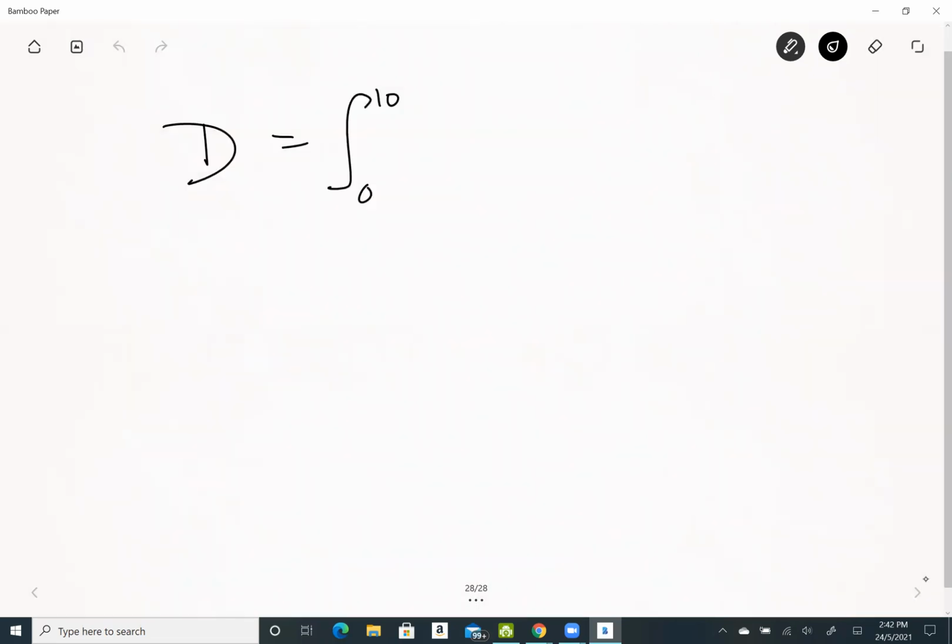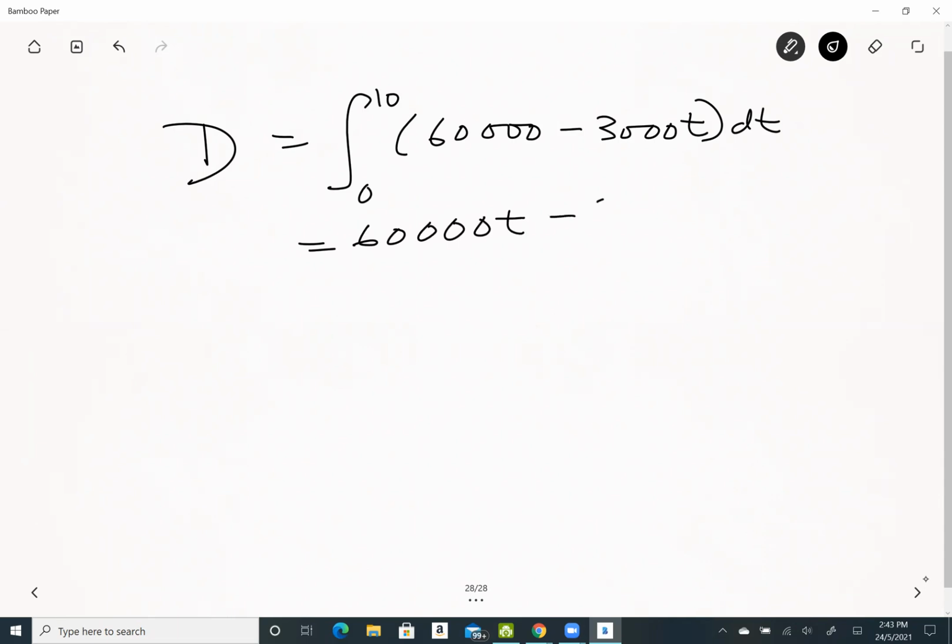Okay, got it. So the integral from 0 to 10 of 60,000 minus 3,000 t dt. That will be equal to 60,000 t minus 3,000 t squared over 2, and then evaluate it from 0 to 10. So here you cancel out, that becomes 1500.